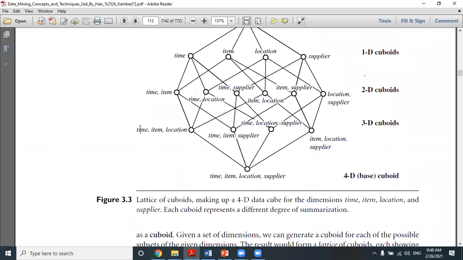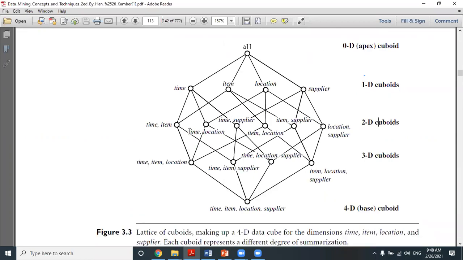Further division tells us that we can divide each 3-dimensional set into unique 2-dimension combinations. The first combination is time and item, the second is time and location, and the third is item and location. So a maximum of 3 combinations can be performed. In the same way, the other sets can also be divided, and they are connected with each other. In this way we convert from 3 dimensions to 2 dimensions.